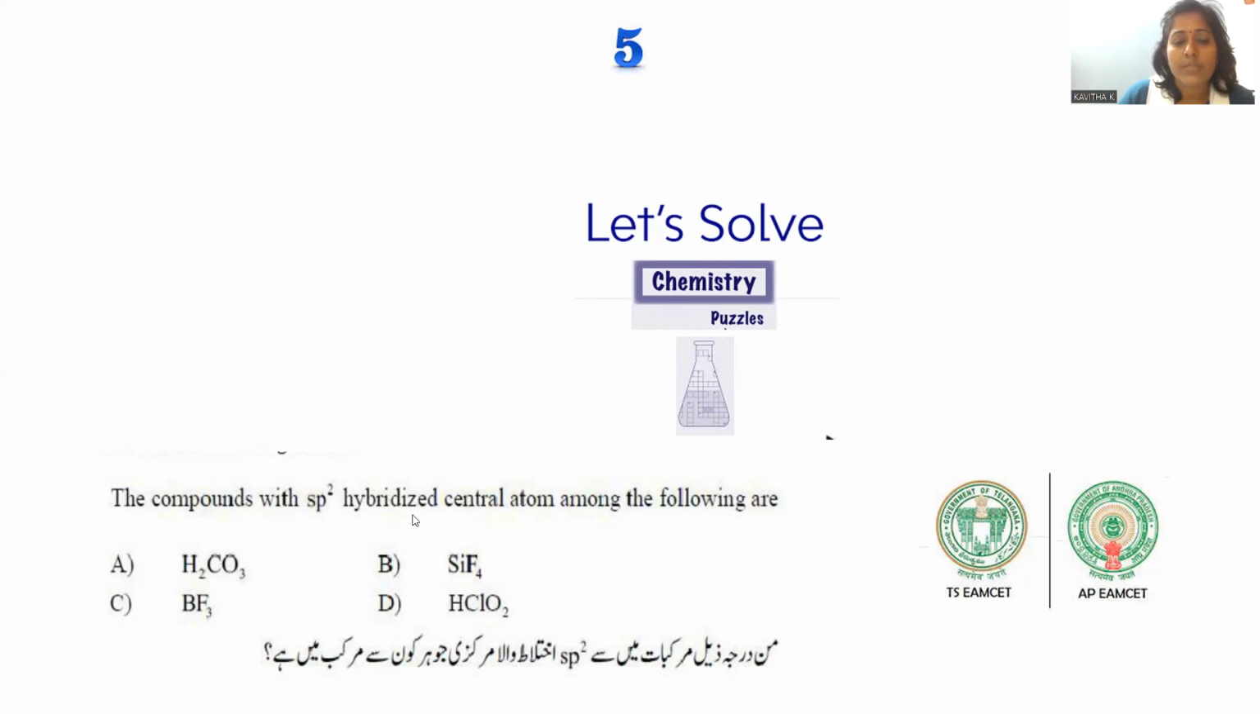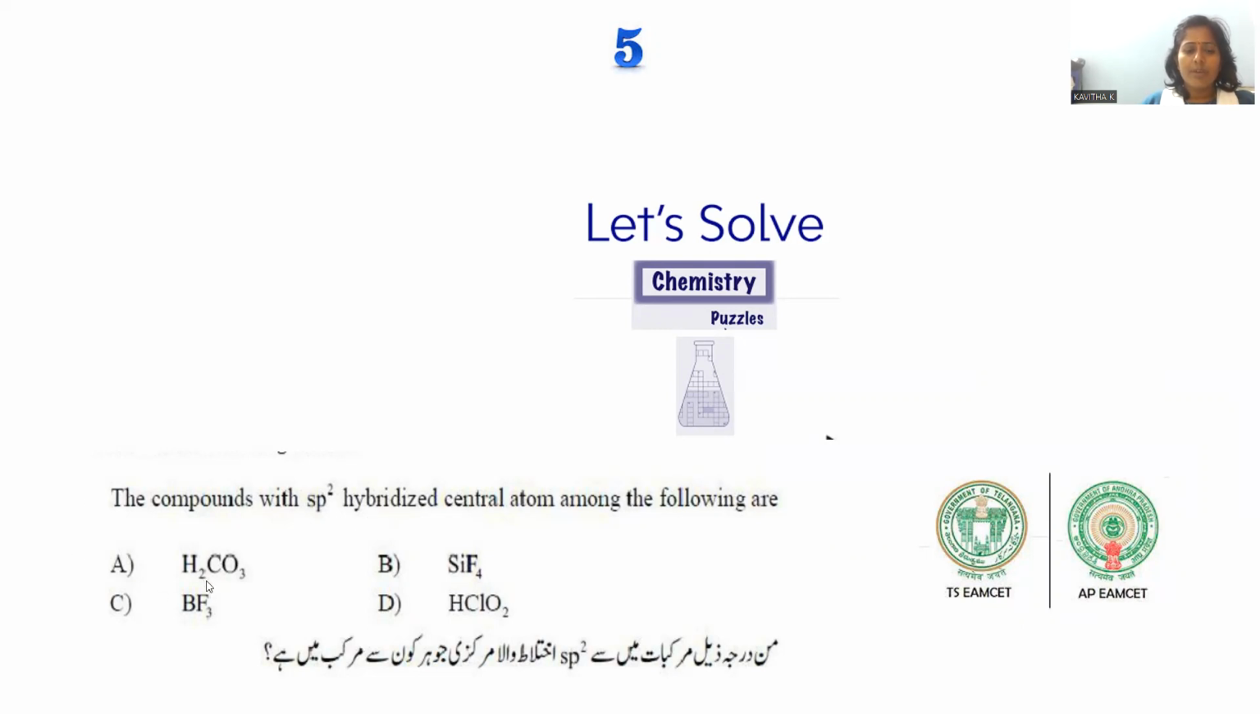The compound with sp2 hybridized central atom among the following. sp2 hybridization. This is a question given from the hybridization concept. These are the fundamentals of organic chemistry actually, and even in organic compounds we can apply hybridization, right?